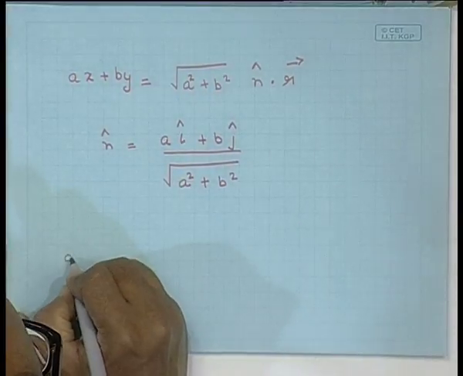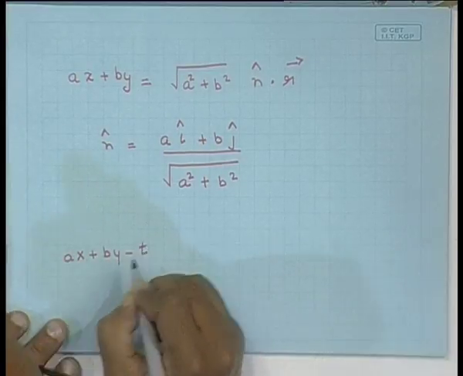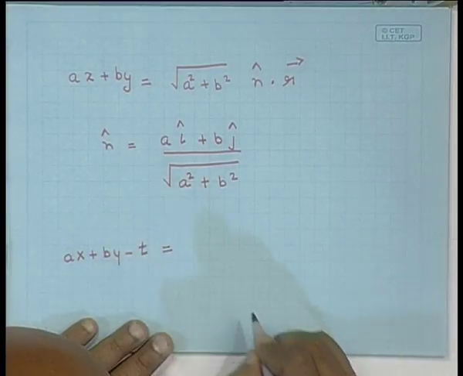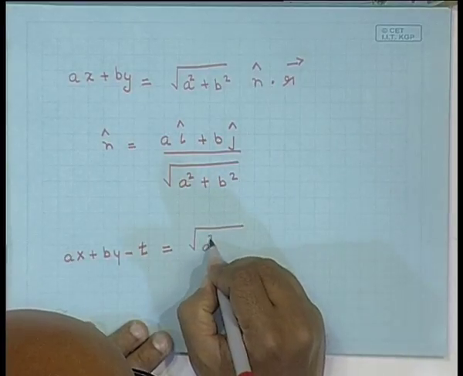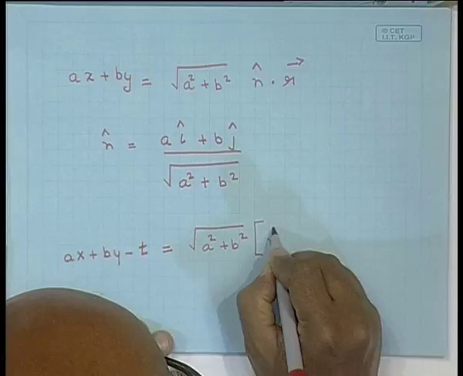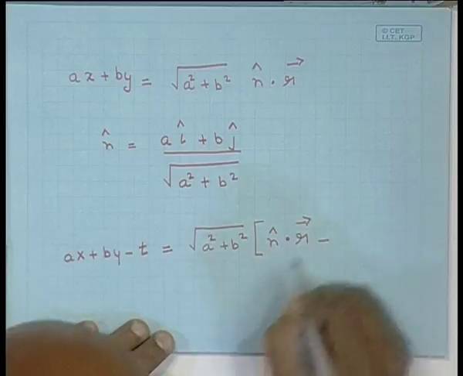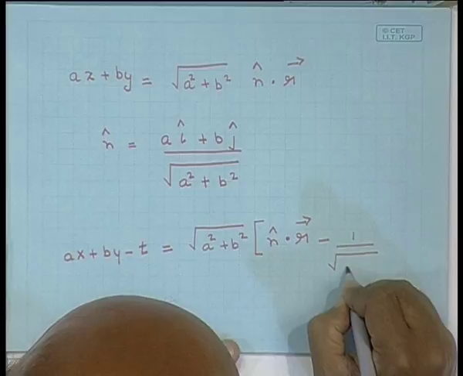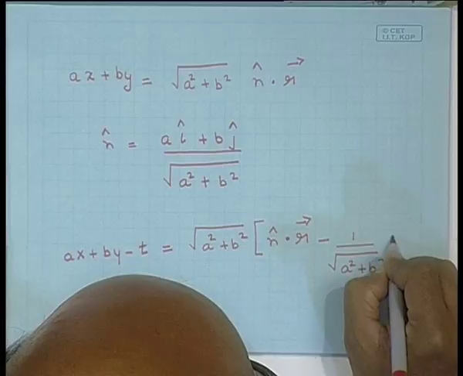So, we can write minus Ax plus By minus t as equal to square root of a square plus b square n dot r minus 1 by square root of a square plus b square into t.